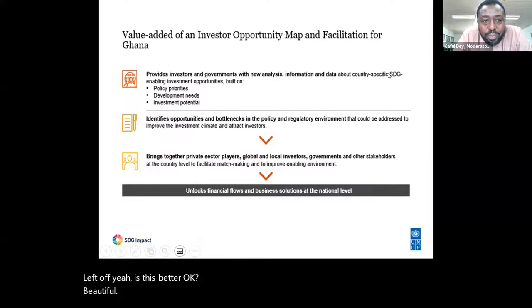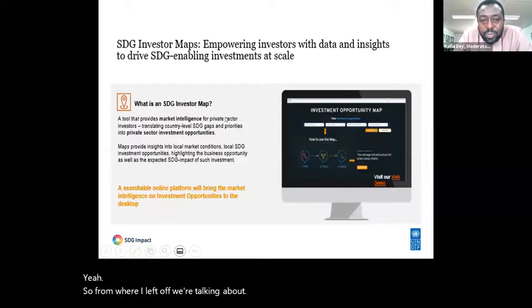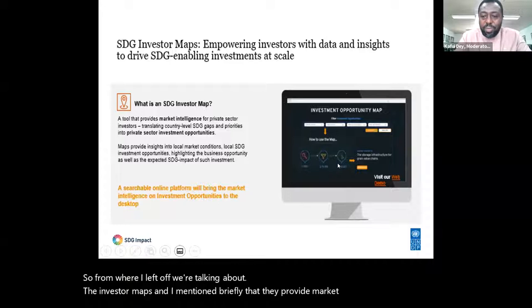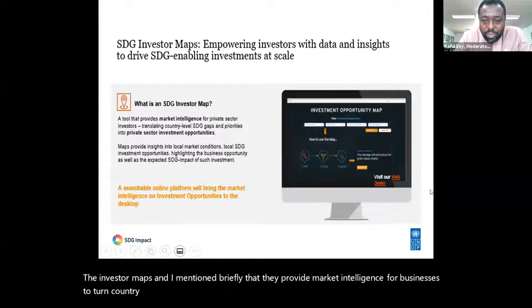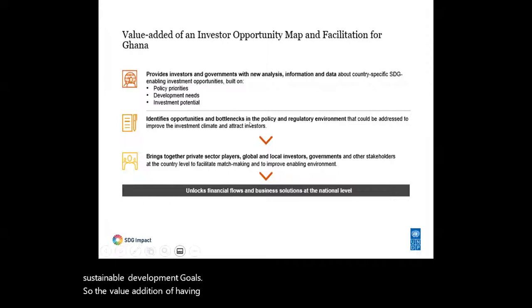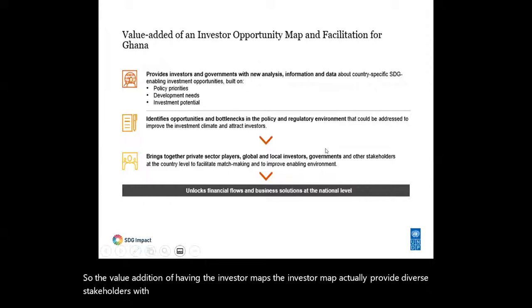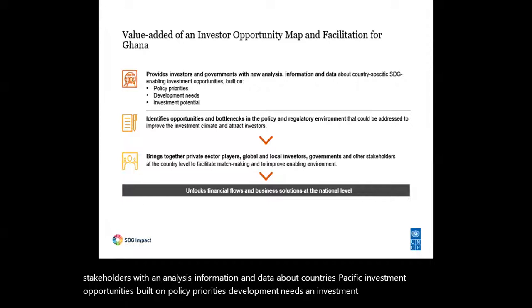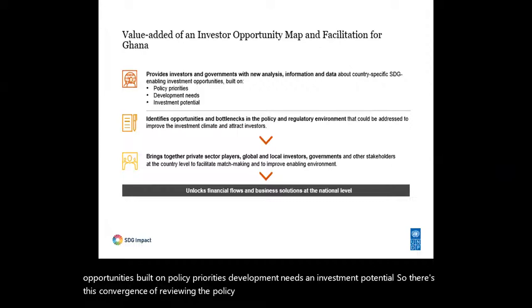So from where I left off, we're talking about the investor maps, and I mentioned briefly that they provide market intelligence for businesses to turn country level opportunities into business opportunities that can help us achieve the sustainable development goals. The investor map provides diverse stakeholders with analysis, information, and data about country-specific investment opportunities built on policy priorities, development needs, and investment potential. So there's this convergence of reviewing the policy priorities of the country, the development needs, and also the investment potential. And so you have a one-stop shop where all this emerges.